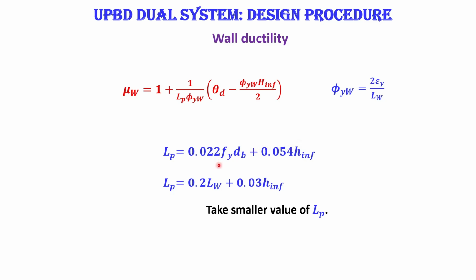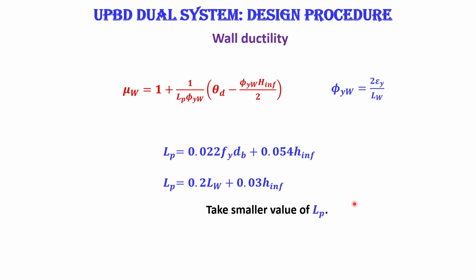So LP is given by two expressions here. One is 0.022 Fy dB, where dB is the diameter of the bar, the vertical steel diameter in the wall, and inflection height is involved. And the second expression, 20% of the length of wall and 3% of the height of inflection. Out of these two expressions, whichever is smaller will give you the LP.